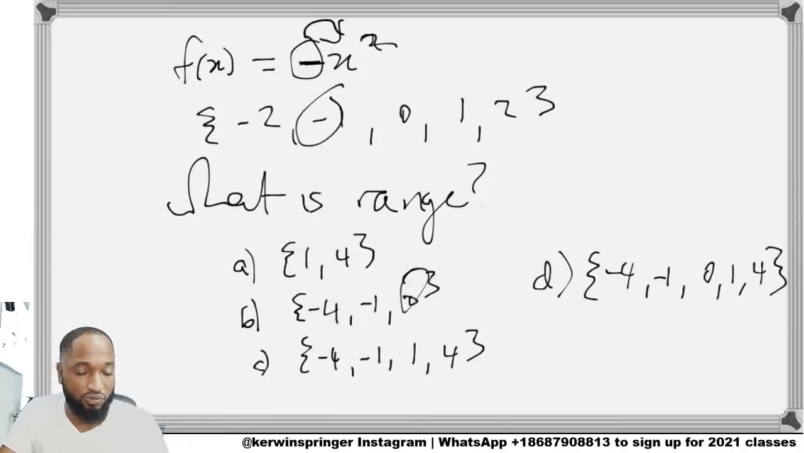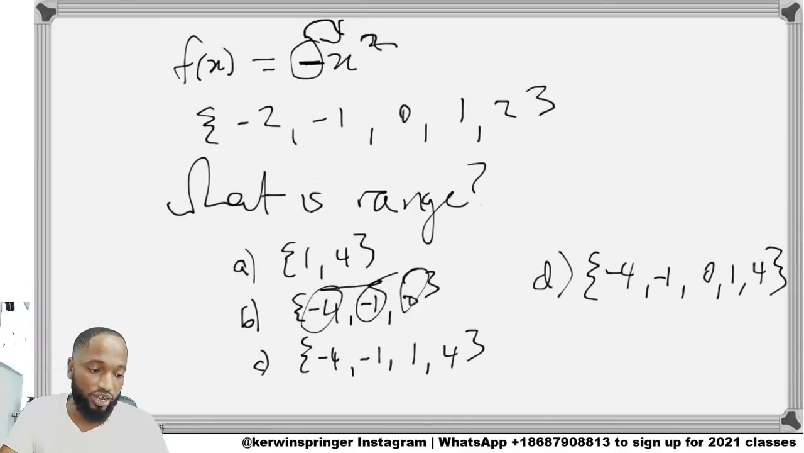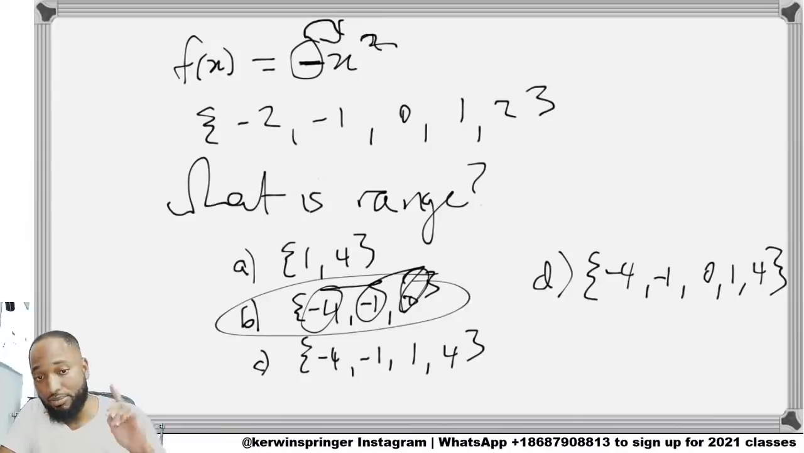But when you're negative 1 squared, you get 1, but then you have to come and throw this obscene negative sign on it. If you square this, you get 1, but then you still have to come and pelt it. So at the end of the day, you're always going to get negative 4, negative 1, and 0. So the answer in this case is B.